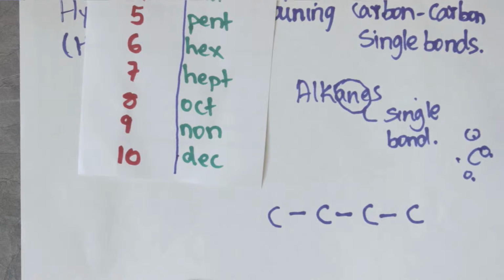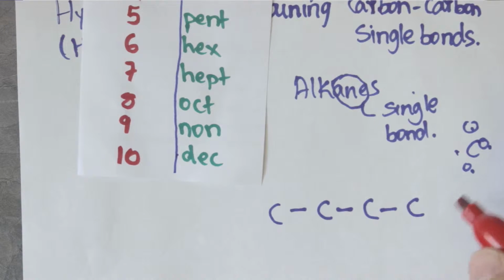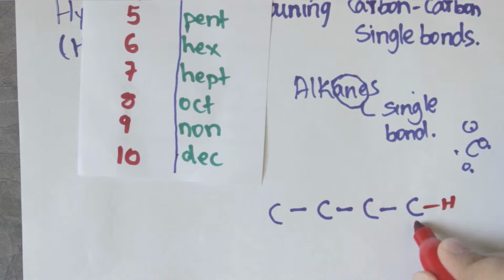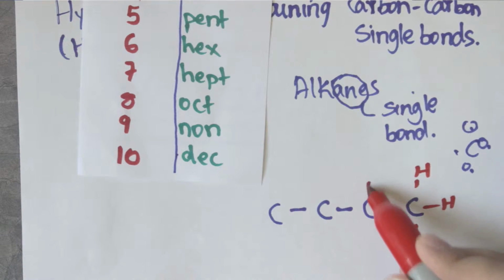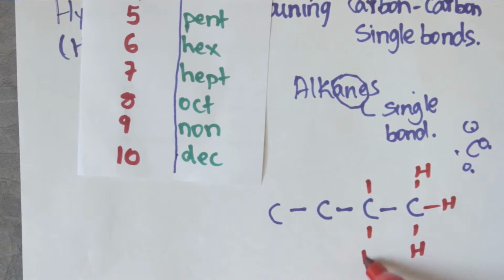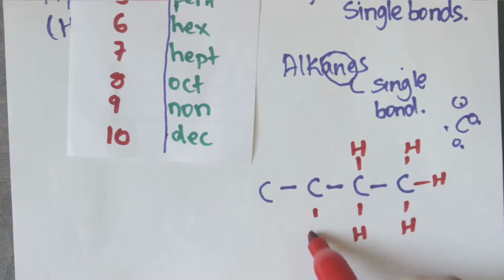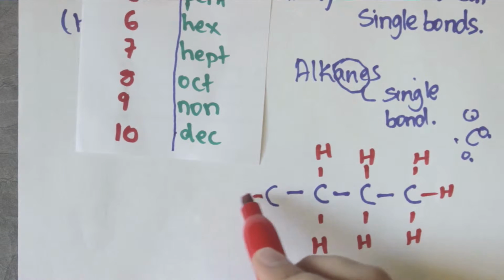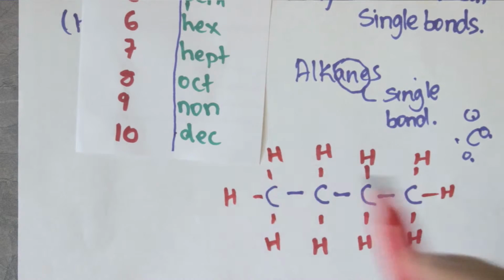So let's draw the hydrogens that are associated with the carbons. And you'll see there's 1 here. There's 3 here actually, not 1. There's 2 here. There's 2 here, and then there's 3 here. So we haven't named the structure yet.